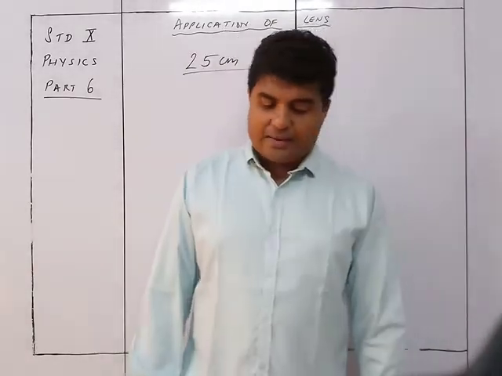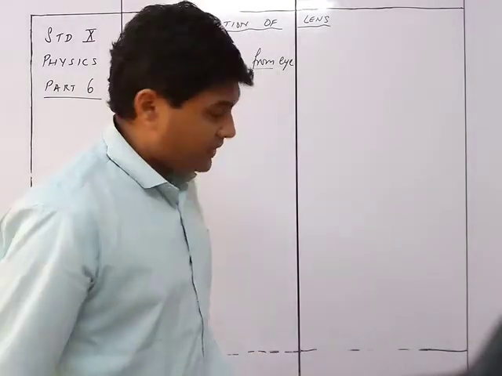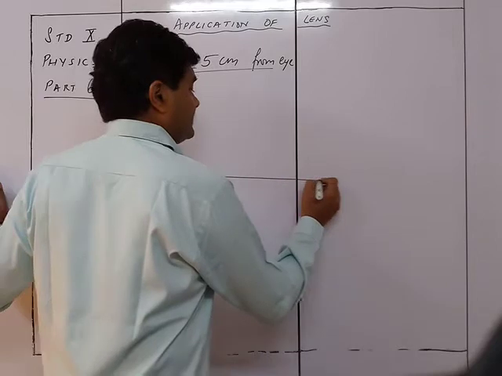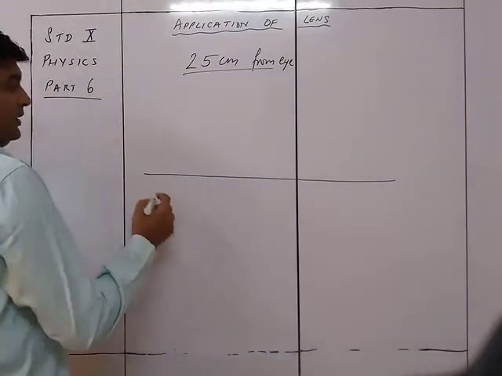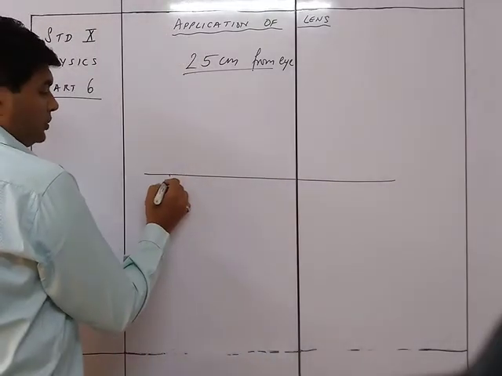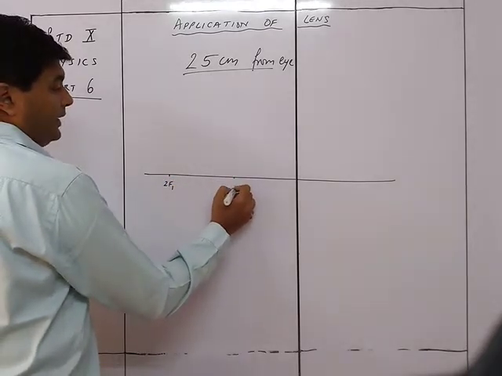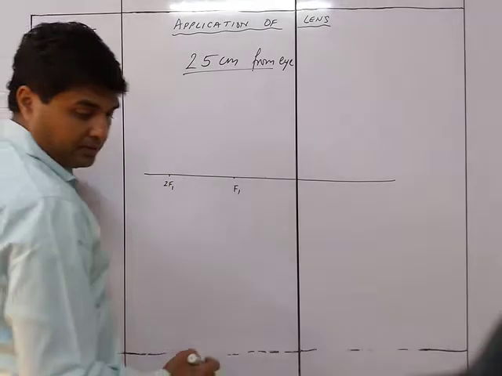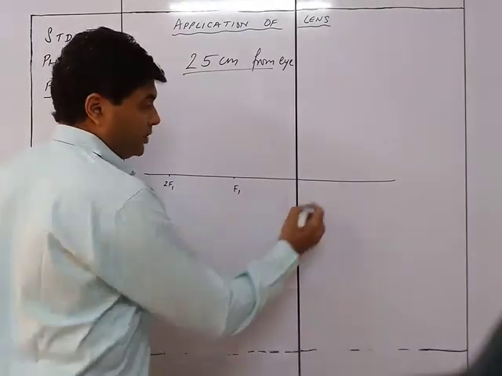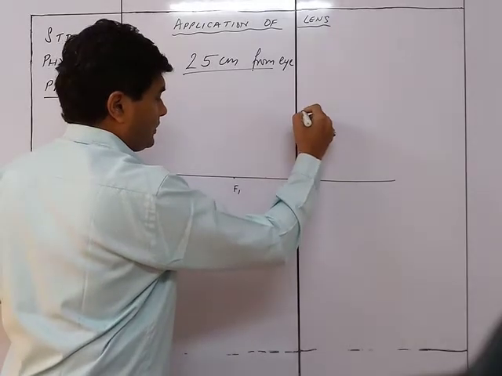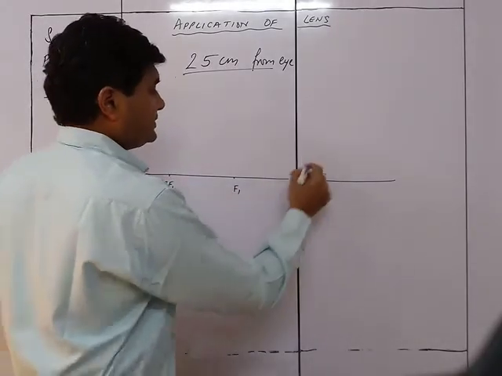So for the ray diagram, it's a simple ray diagram. What we can draw is this way. We have got the same thing what we had drawn yesterday. This is 2f1, f1, and that will be the lens. We will place it over here.